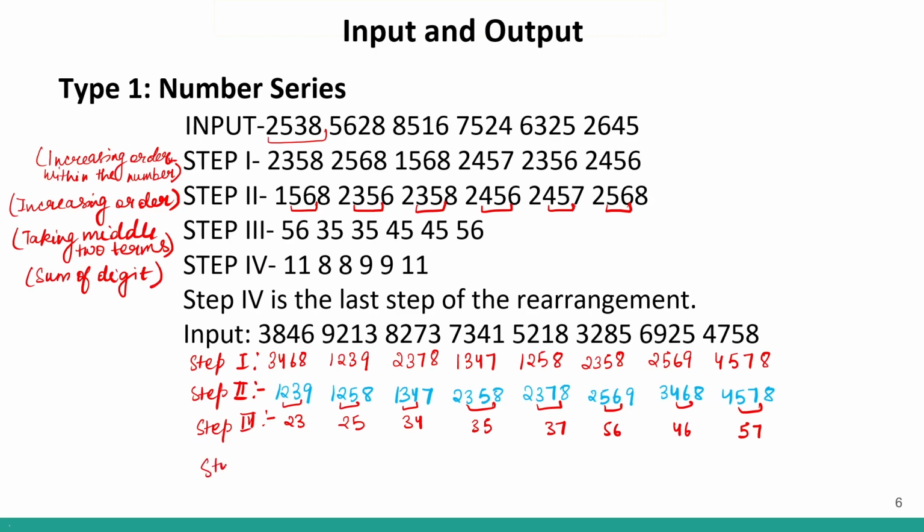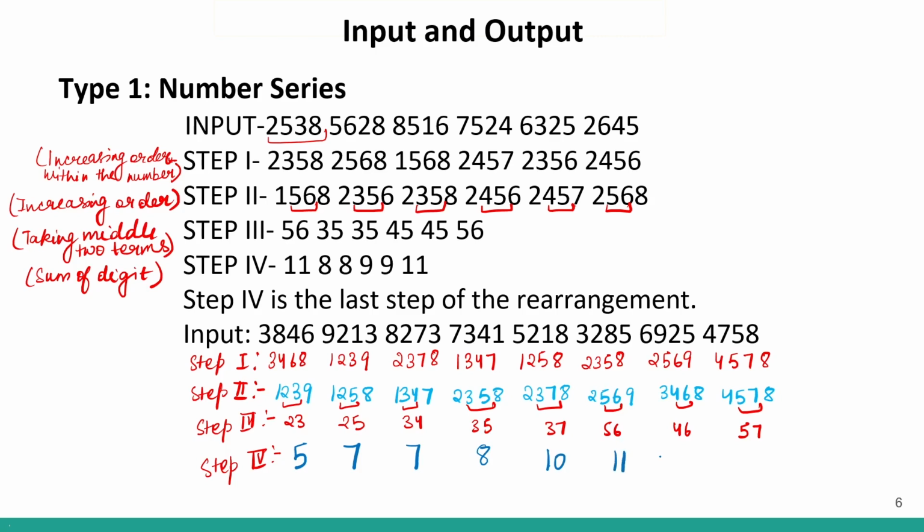So we will follow this in step 4 also. We'll take the sum of the previous digits. So 2 plus 3 will give me 5. 2 plus 5 will give me 7. 3 plus 4 will give me 7. 3 plus 5 will give me 8. 3 plus 7 will give me 10.